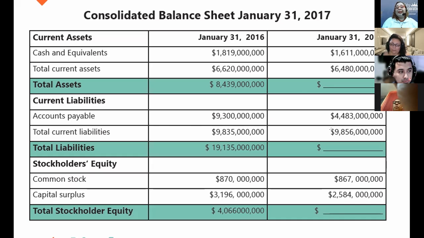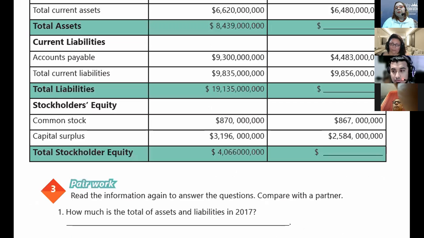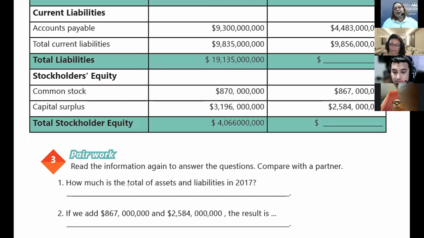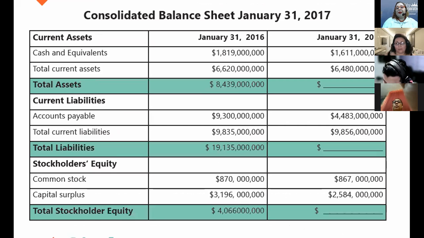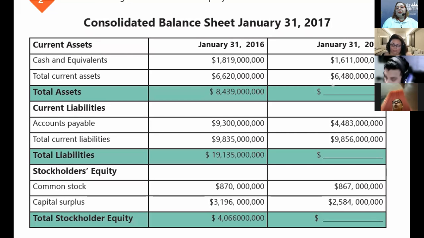So let's read and let's understand here, okay? How much is the total of assets and liabilities in 2017, yeah? How much is the total of assets and liabilities in 2017? What do we have to do first? Get the individual totals, right? Let's get the total assets and let's get the total liabilities. Okay. How much is the total assets?